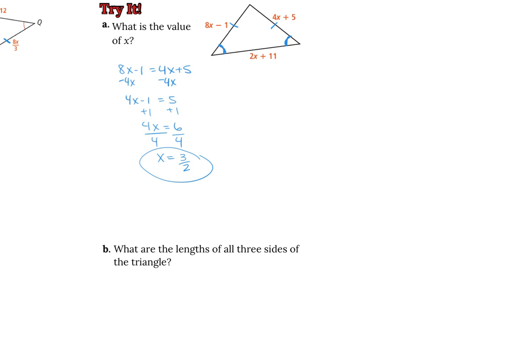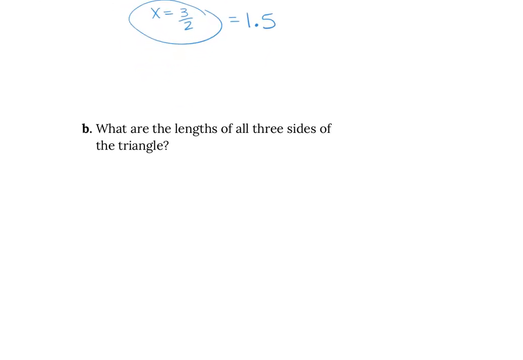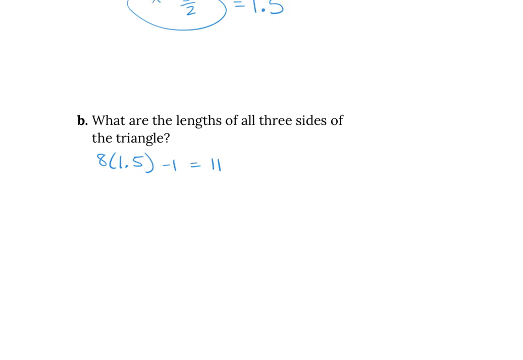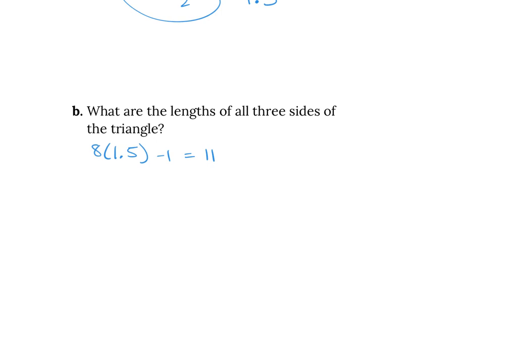Okay, and I know that 3/2 is the same as 1.5, so I can either use 3/2 or 1.5. I'm going to use 1.5 just because I like dealing with decimals better than fractions. Okay, so once I plug that into my first side, I would get 11. My next side, again, I'll plug in the 1.5. I know this side should equal 11 because it's congruent to the opposite side, but I will double check it, and when I do, I also get 11.